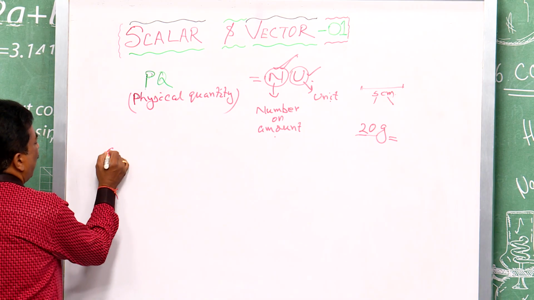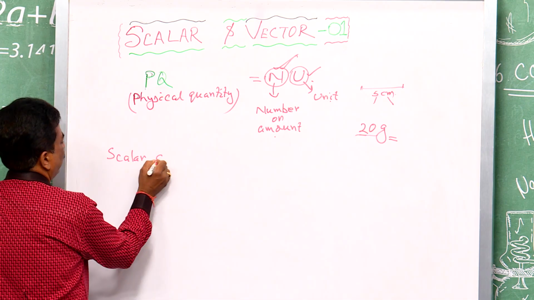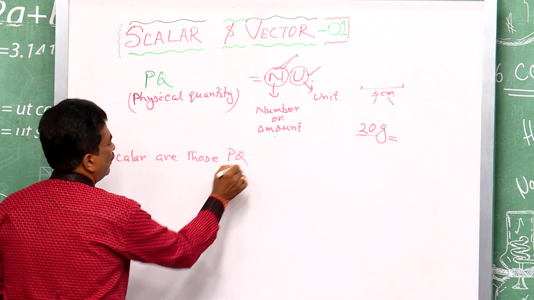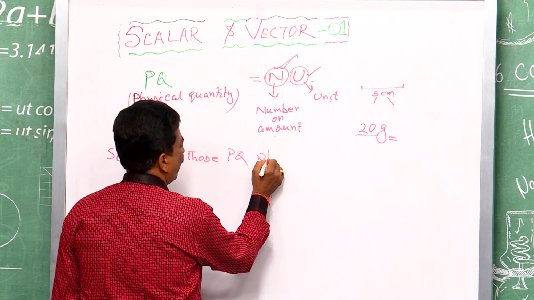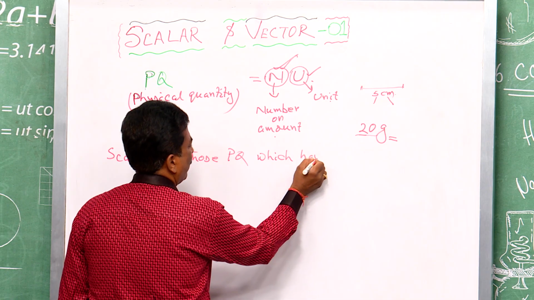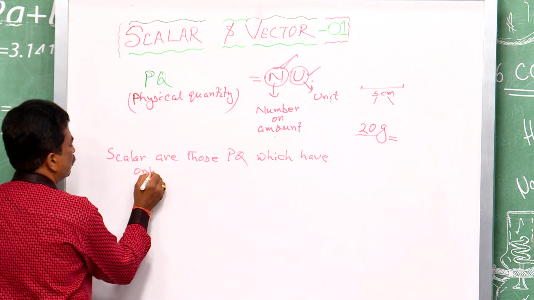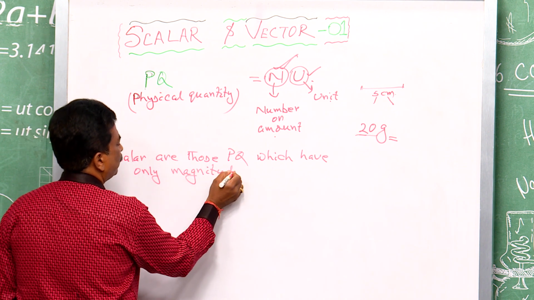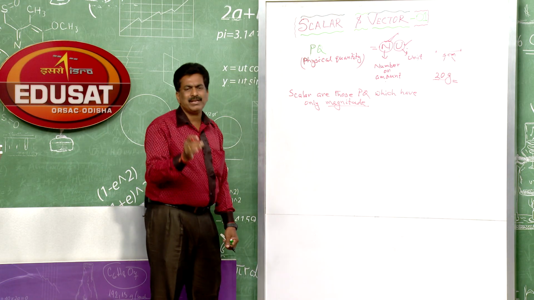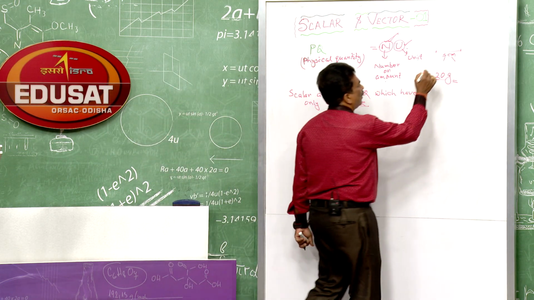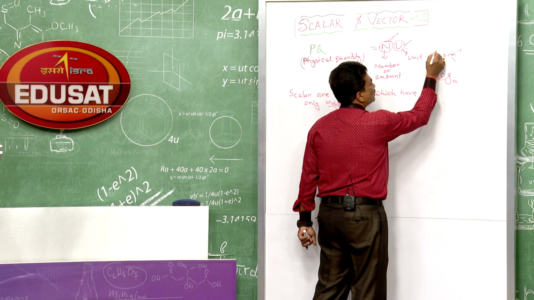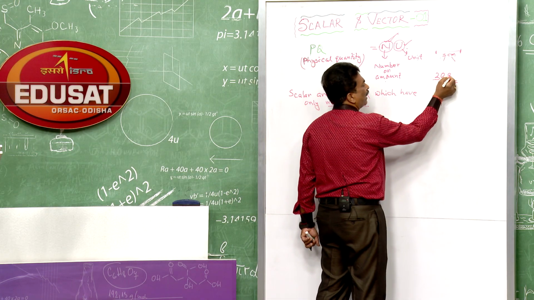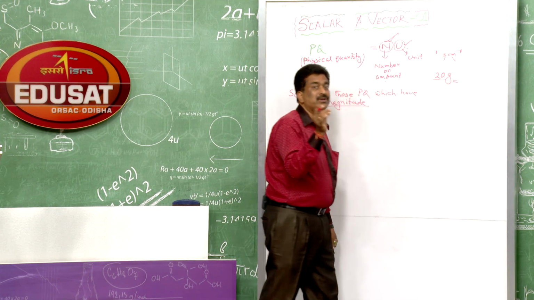So, scalars are those physical quantities, PQ, which have only magnitude. Magnitude means your value. Suppose here it is 5 centimeter. So, what is its magnitude? The magnitude is 5. This is 20 gram, so the magnitude is 20.